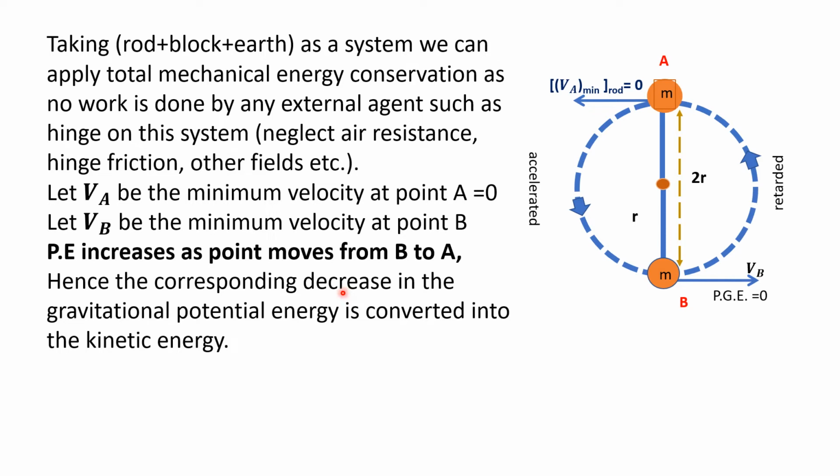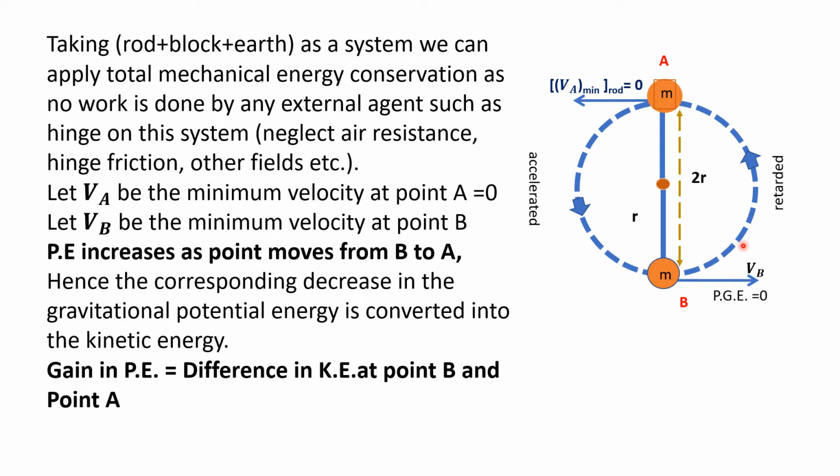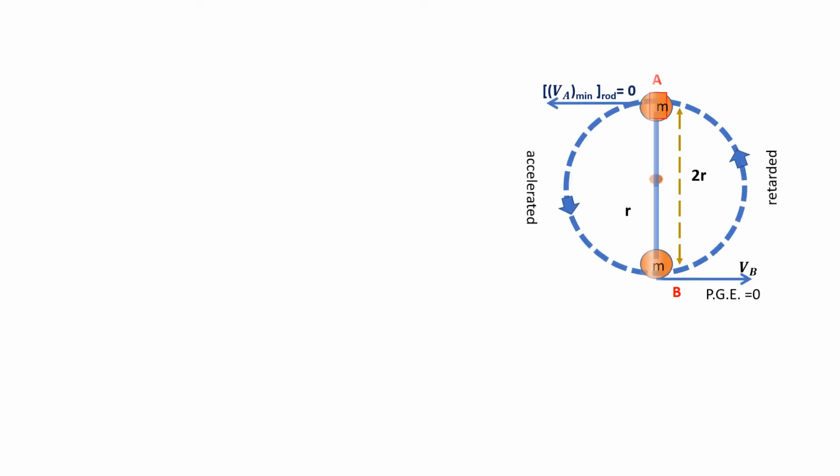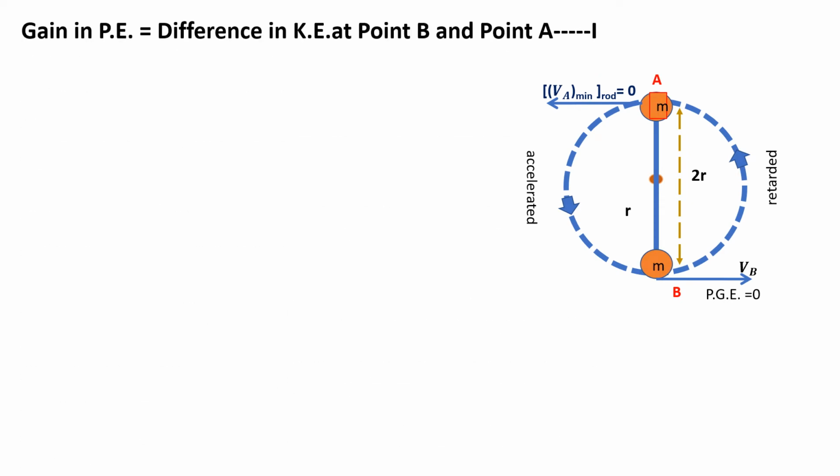Hence, the corresponding decrease in gravitational potential energy from A to B is converted into kinetic energy. So we can write that the gain in potential energy, or decrease in potential energy, is equal to the difference in kinetic energy at point B and A. Just substitute the values in this equation. The gain in potential energy we can calculate as PE equal to mg into 2r, as the object gets lifted through a distance of 2r.